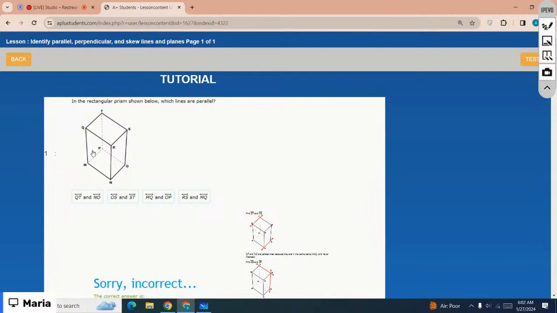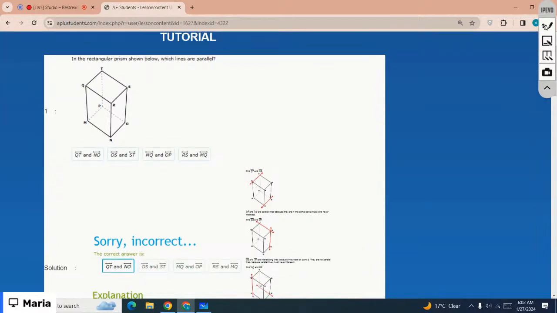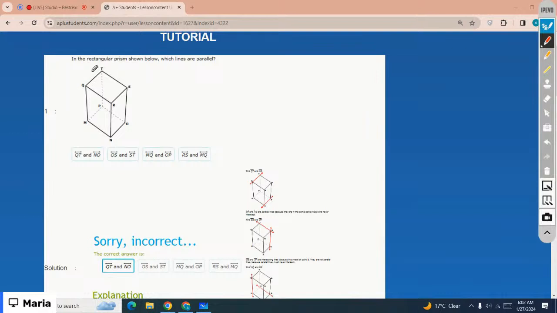In the rectangular prism shown below, which lines are parallel? So you are given the lines: QT and NO, OS and ST, MQ and OP, RS and MQ. You have to see which is the pair of the parallel lines, right?